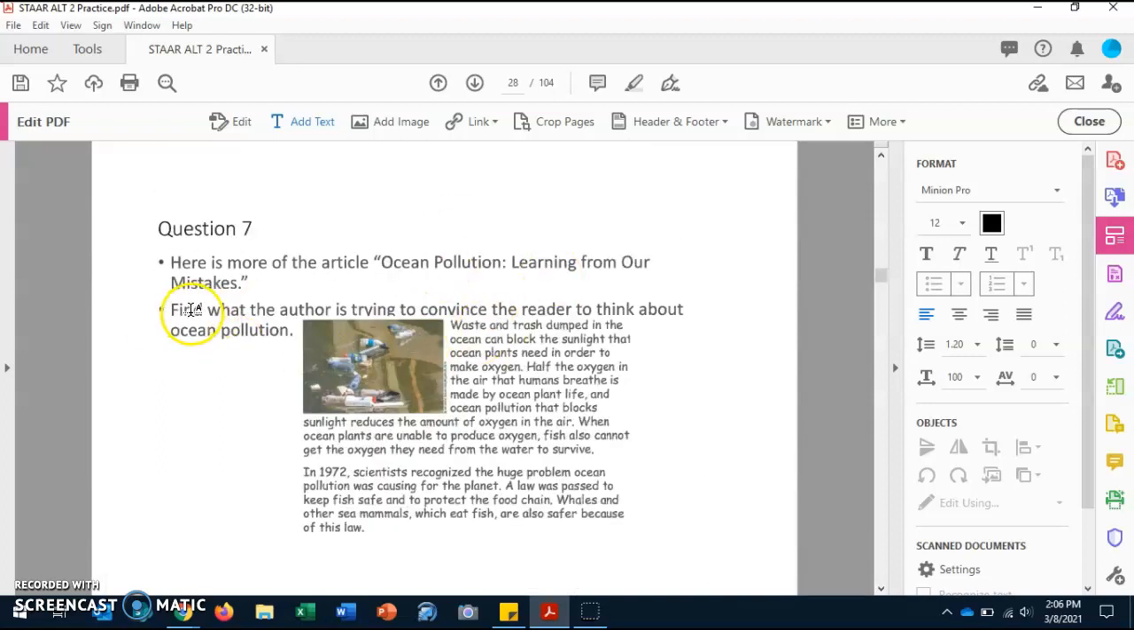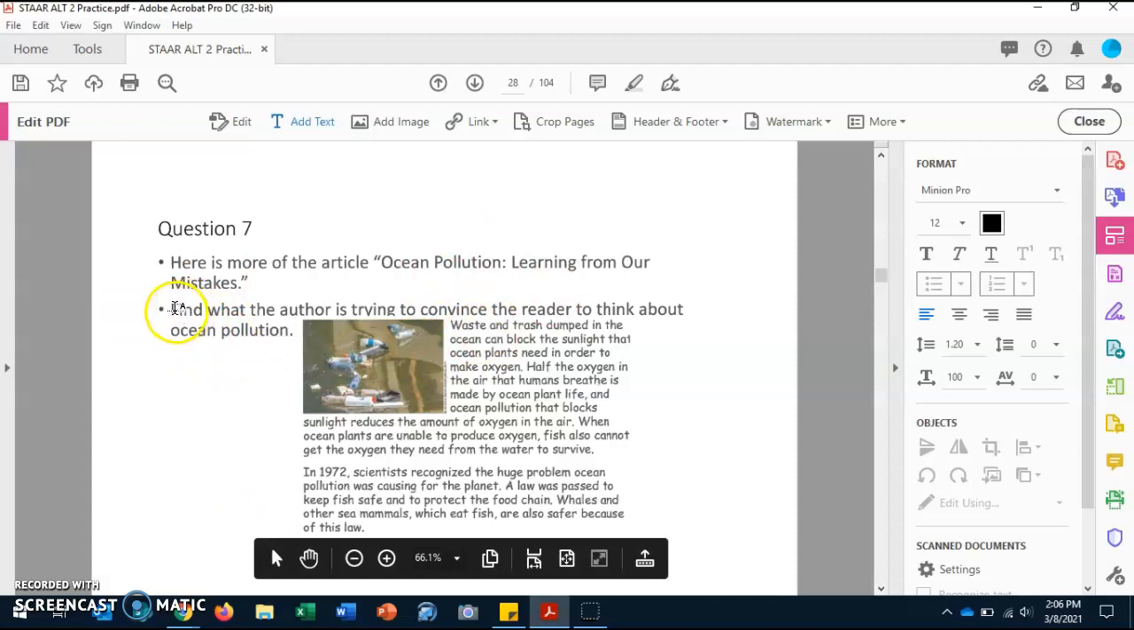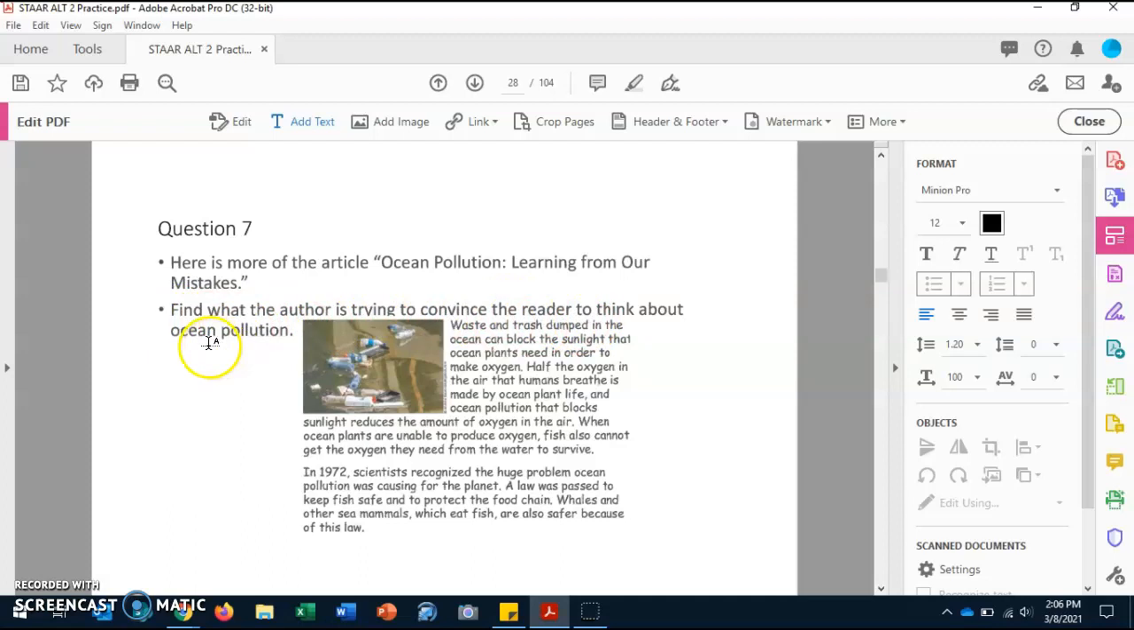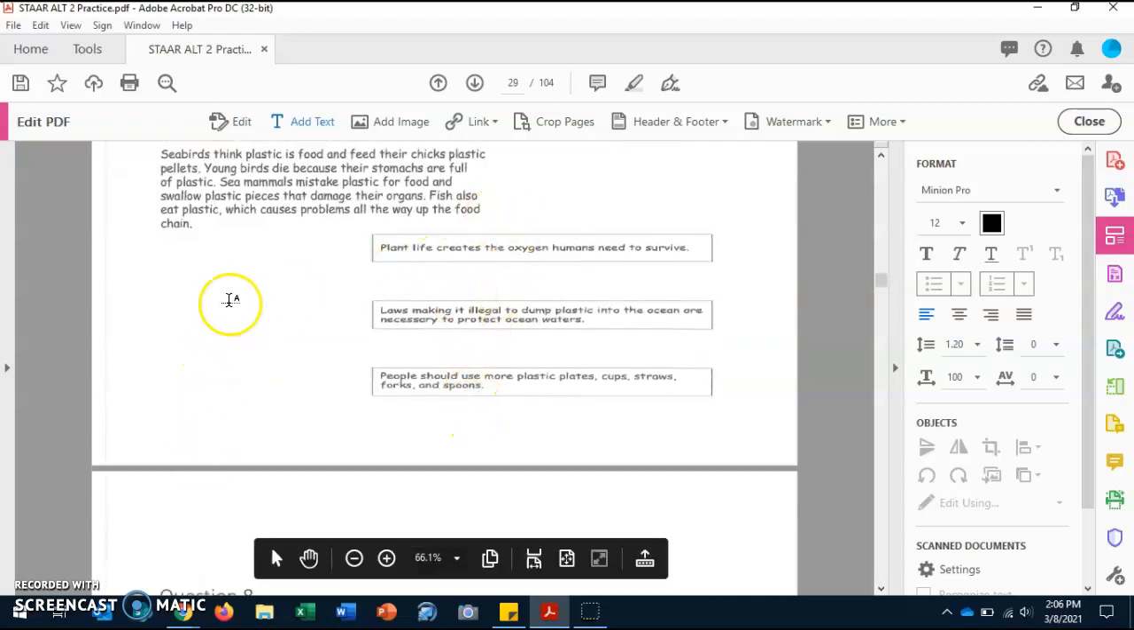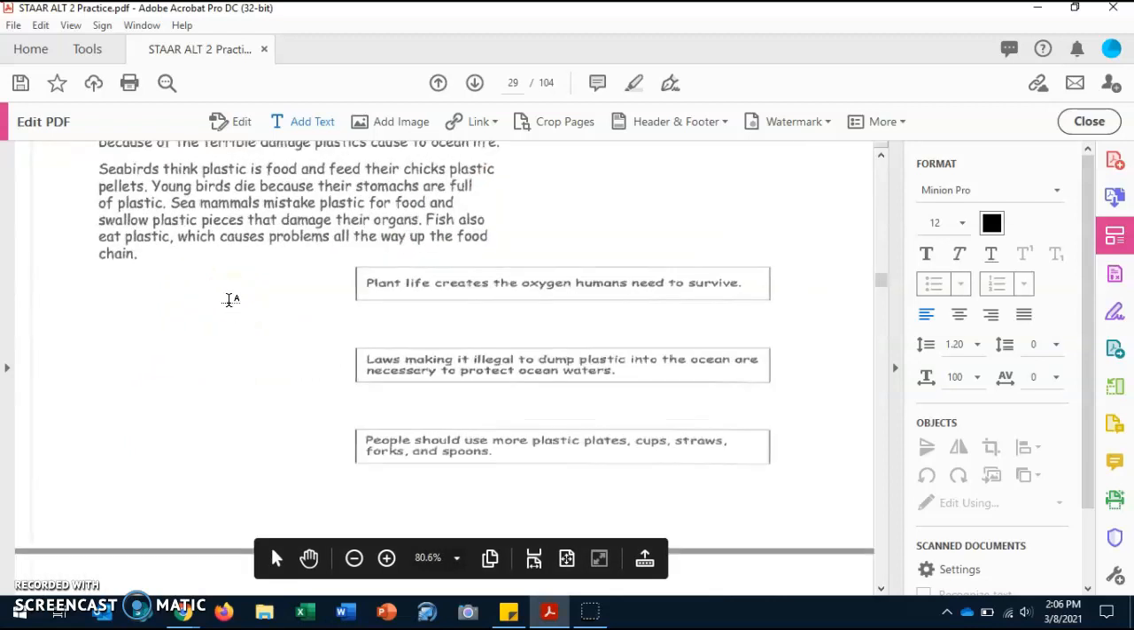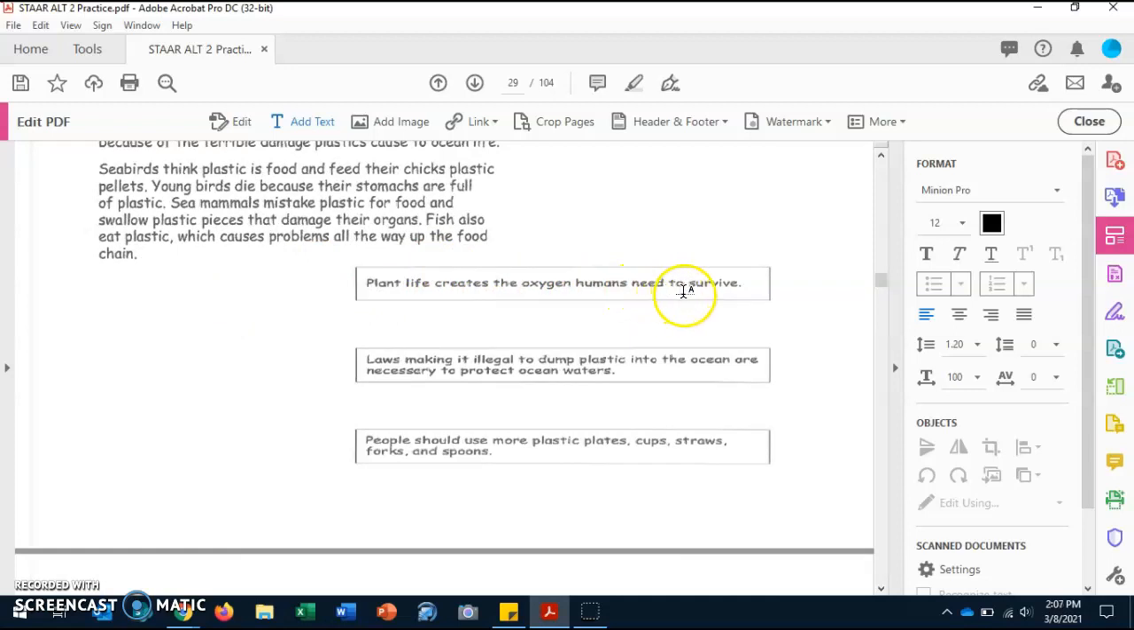story, and now they want you to answer a question, but the question should have been at the bottom. It says, find what the author is trying to convince the reader to think about ocean pollution. And here are our answer choices. And it says the first one, plant life creates the oxygen humans need to survive. Is that what they're trying to convince you there?